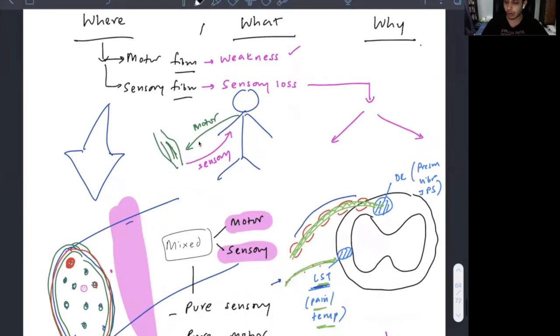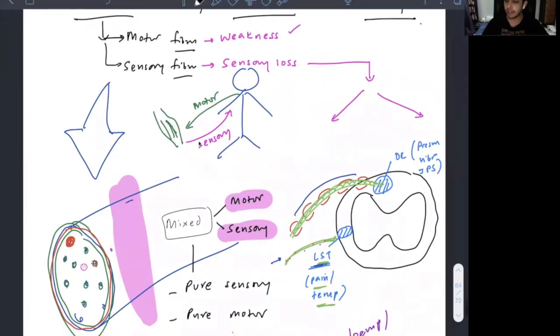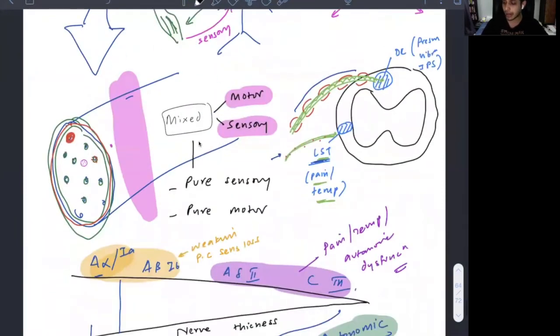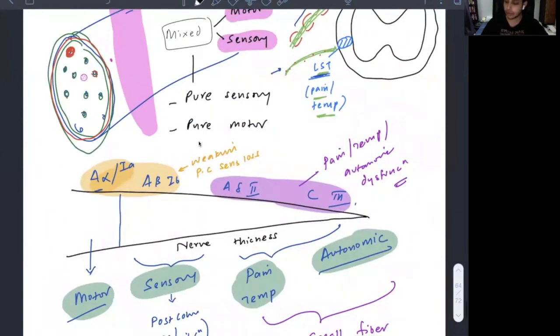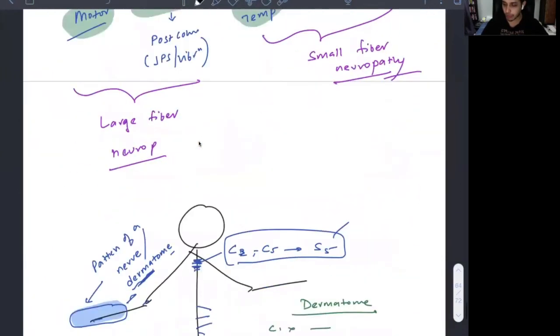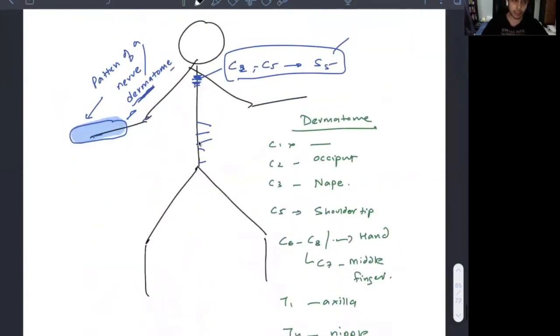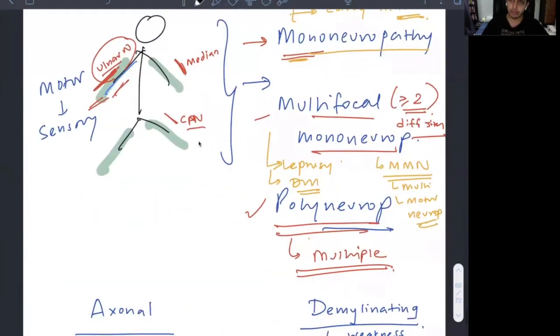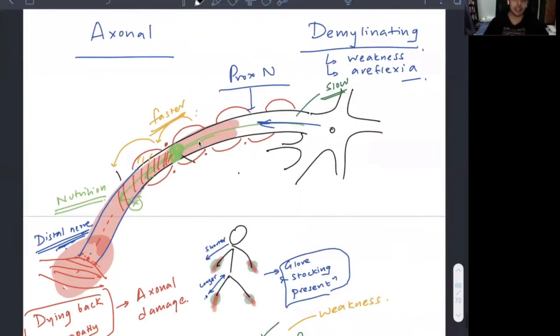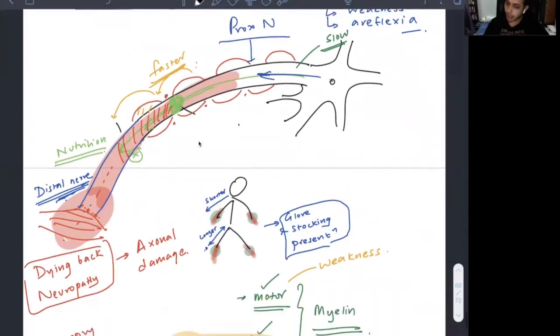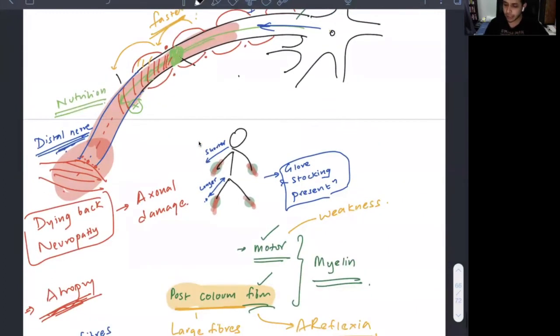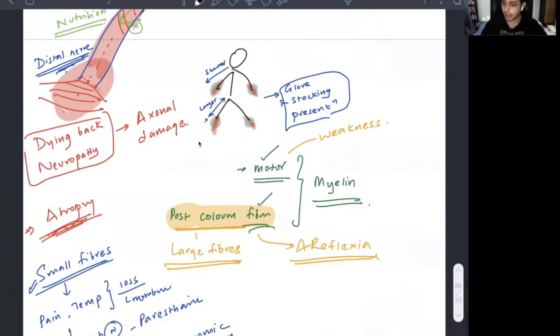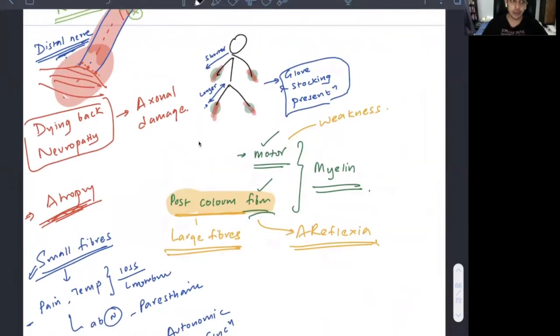We talked about how in every nerve fiber in every nerve there are motor and sensory fibers, and how we can use that to diagnose whether it is a large fiber neuropathy or a small fiber neuropathy. We discussed the difference between a nerve distribution and a dermatomal distribution of involvement. And we discussed the difference between a mononeuropathy, multifocal mononeuropathy, or a polyneuropathy, and the difference between axonal and demyelinating neuropathy. We also talked about how an axonal neuropathy will cause dying back neuropathy, and it can have a glove and stocking presentation.